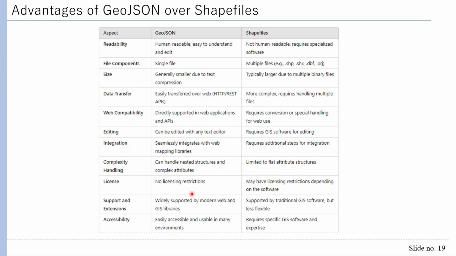And again, for licensing, no licensing is required for GeoJSON, but Shapefile is a property of H3. Actually, Shapefiles have been developed by H3 and it is a property of H3, so many times licenses are required for that. And supported extension: GeoJSON is supported by modern web and GIS libraries, and Shapefile is supported by traditional GIS software like ArcMap and QGIS, but for modern web and GIS libraries, GeoJSON is the best. And accessibility, as I said, they're accessible and usable in many environments.